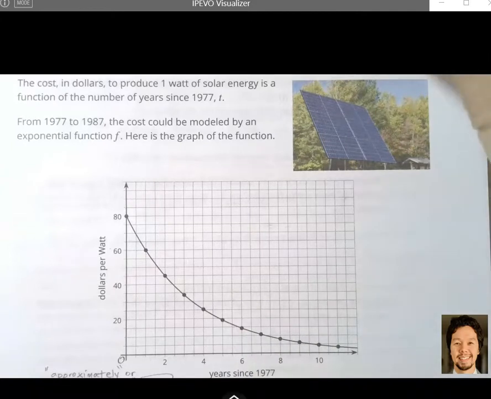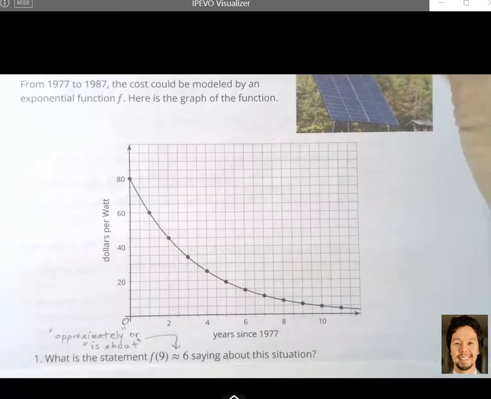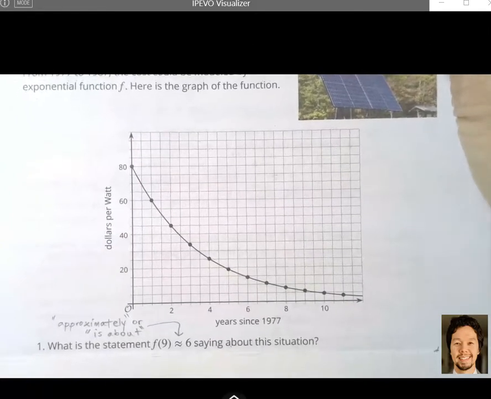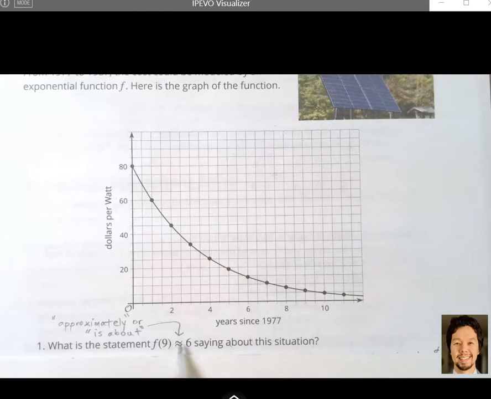Number 1, what is the statement f of 9 approximately 6 saying about this situation? And these two squiggly lines, that's not an equal sign. You would say this approximately. You could also say is about.